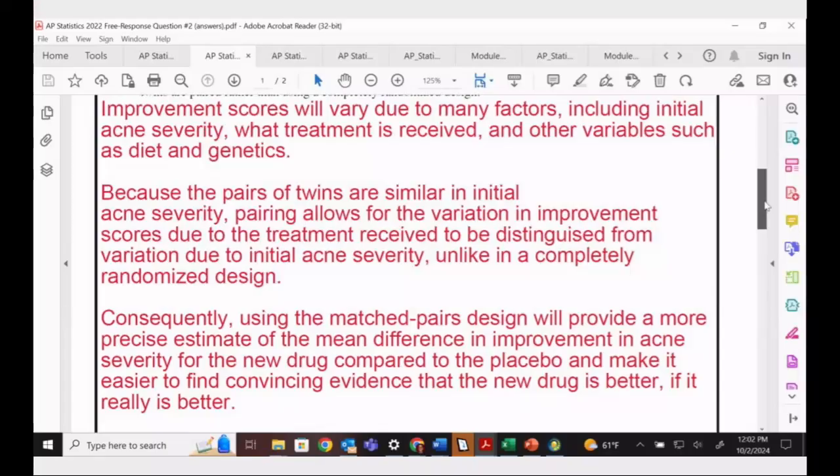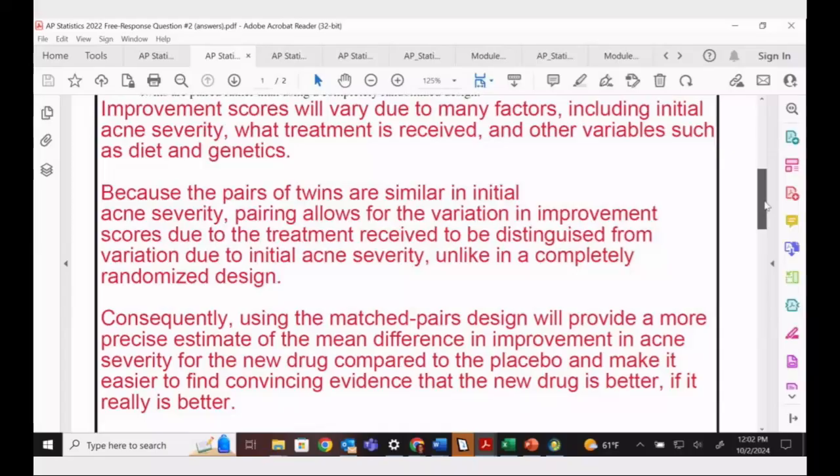And you need context. So places where this were hit, it talks about the initial acne severity and looking at the improvement in scores due to the treatment received. That's talking about what we're looking at the end of the experiment. When you talk about the ways that the twins are similar, you're talking about why you would want to pair them together because of their similarities, but you're not saying why that would be an advantage in the end. And what we want to see is why would that be advantageous at the end of the experiment.